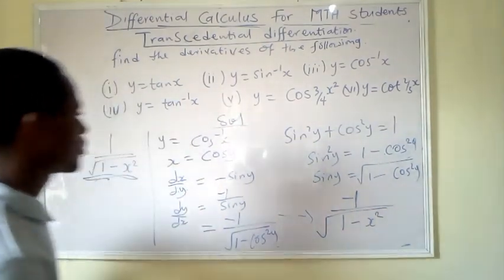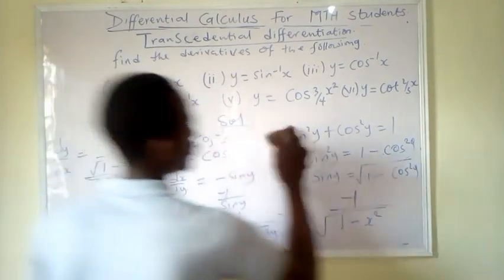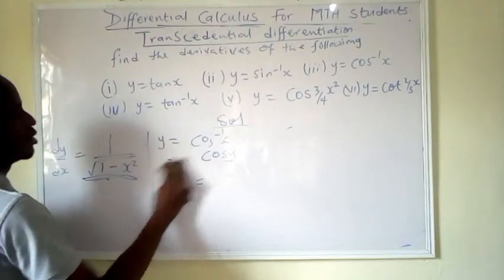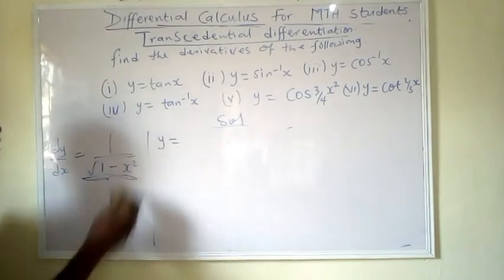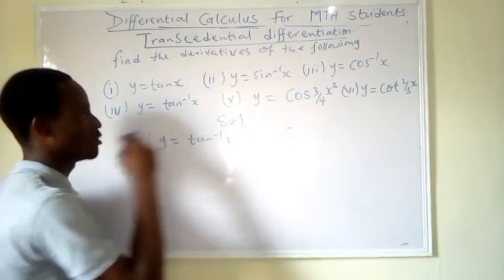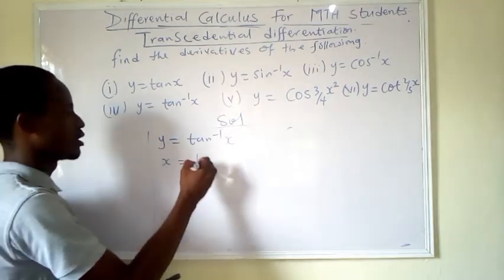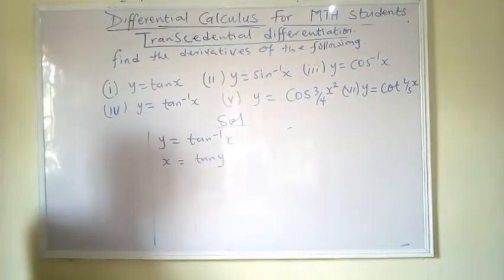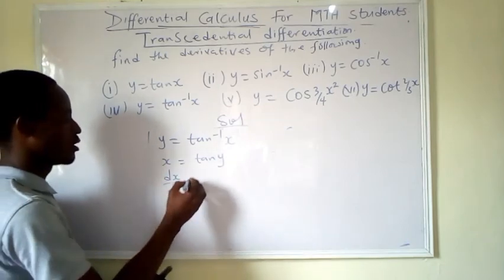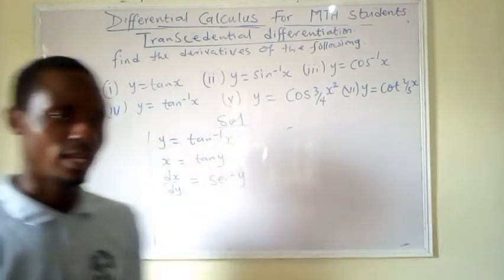So let's quickly look at that of tan x, so it can also follow the same trend. But we're going to use a different identity for this. So this is tan arc of x. And if this is tan arc of x, x will be tan of y. In that case, dx dy will be sec squared of y, which we have proved in question 1.